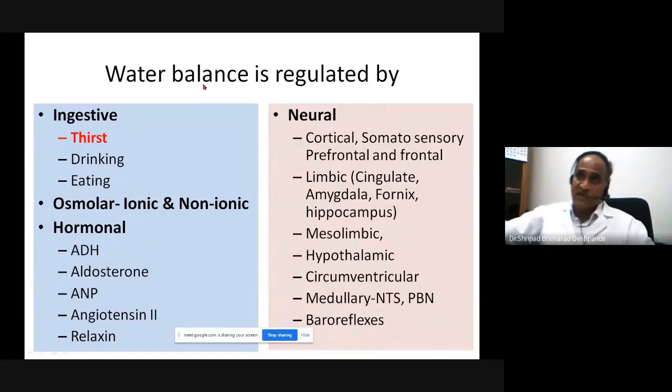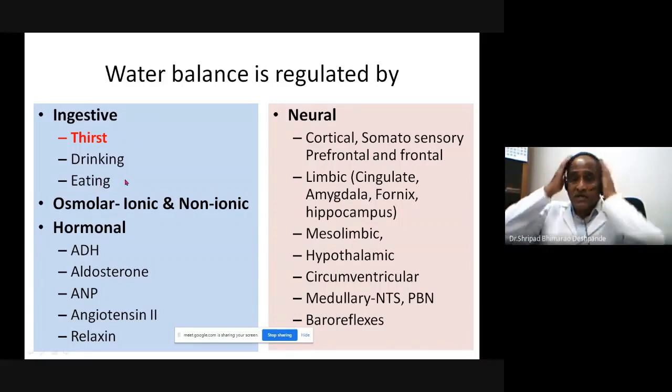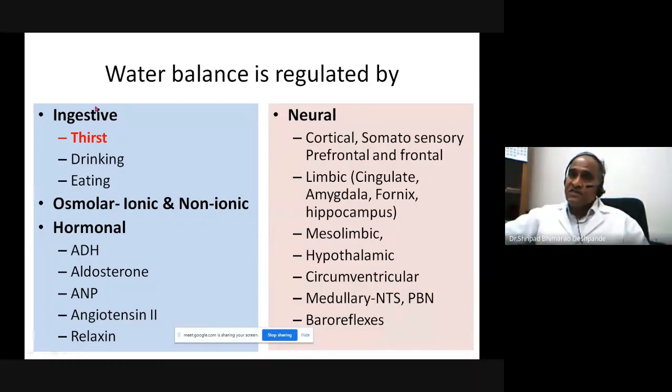Okay, these are the neural elements. So the water balance is regulated by four things. Ingestive component. Ingestive component is thirst, drinking, eating. Because while eating food also we drink water. So now, these four components: ingestive, osmolar, hormonal, neural.